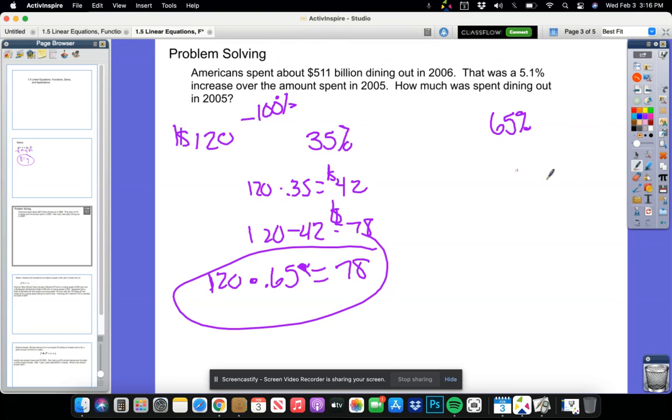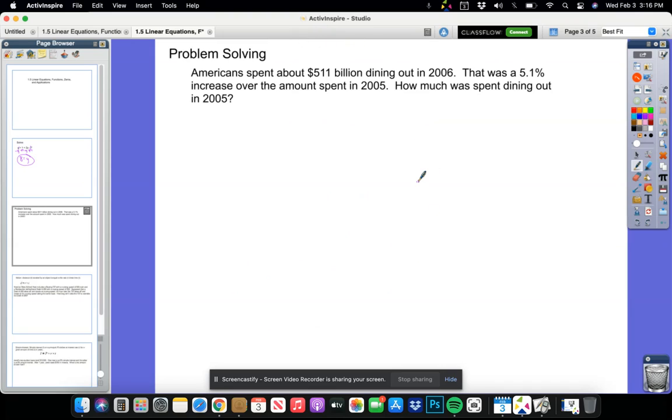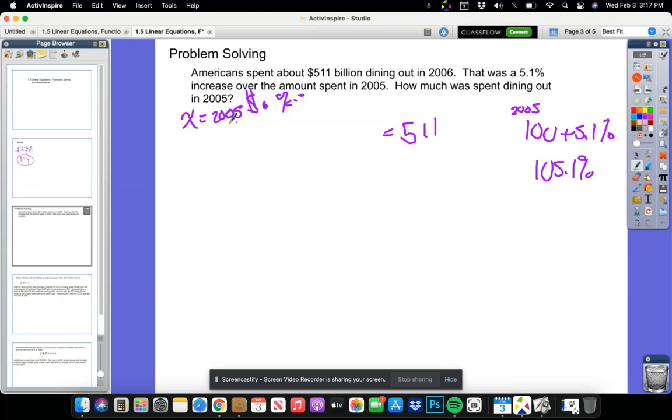So when we're doing a percentage problem like this, we've got to think of how much over or under the 100% we're at. So for example here, 511 came from 2005's number. So x equals 2005's money. How much did we spend in 2005? We took that times some percent and got 511. Now it tells us right here, we spent 5.1% increase over this amount. That means we spent a total of 100% of 2005's numbers plus 5.1% more. So our total percentage is 105.1% of 2005's numbers spent.